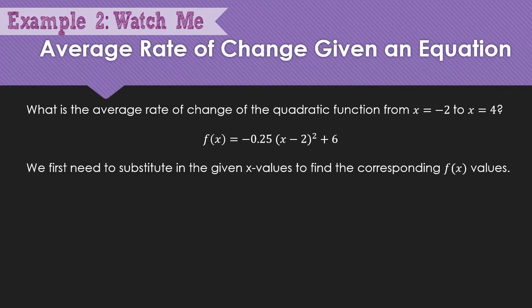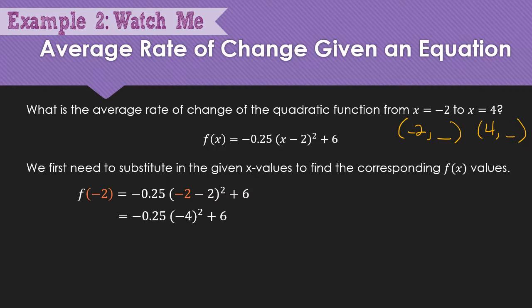So we start out the same way. We want to substitute in our given values. So I'm substituting in the -2 to find my y value, and then I'm going to substitute in the 4 to find my y value for that coordinate. When I start with the -2, I'd end up with -0.25 times the quantity of -2 minus 2 all squared plus 6. You could just type this all into your calculator in one step. If you want to do it step by step, this would be your next step. After you've used your order of operations, or PEMDAS, you do what's inside the parentheses first. So -2 minus 2 gives me that -4.